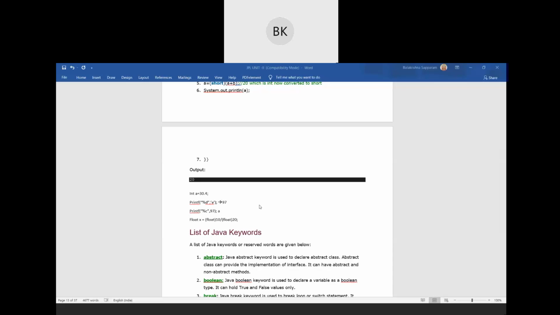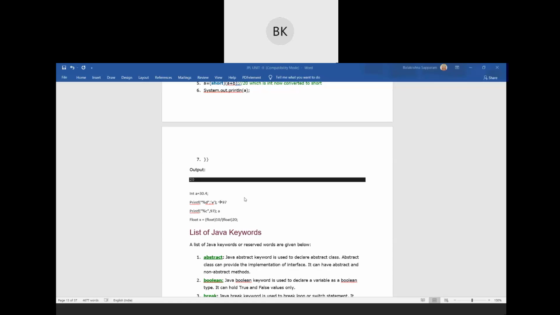Implicit conversion means the system, the compiler itself, converts it. Explicit conversion means the user writes some procedure or syntax to convert one type to another type. That is user defined. Implicit is predefined. Explicit is user defined. The user can convert.